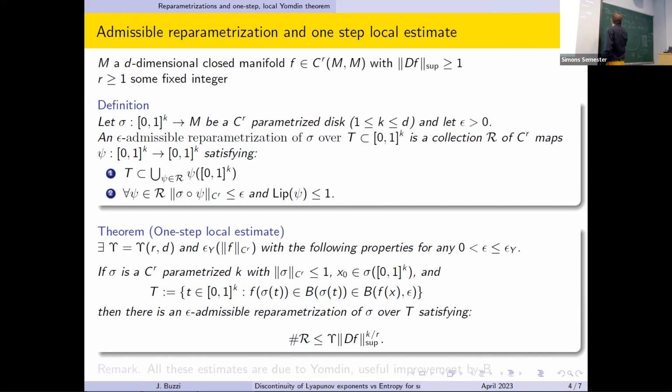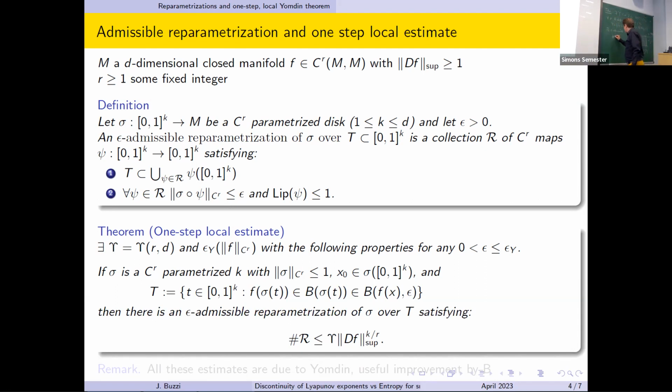Then there exists an epsilon admissible reparametrization R, not of sigma, but of F composed with sigma. Okay, and so this means that we have these two properties. We have reparametrized everything, all the part of the disk that falls into that small ball. And with this bound on CR and using weakly contracting reparametrization.